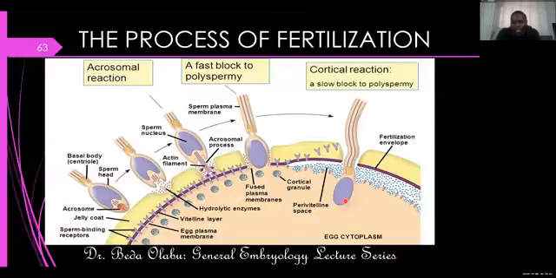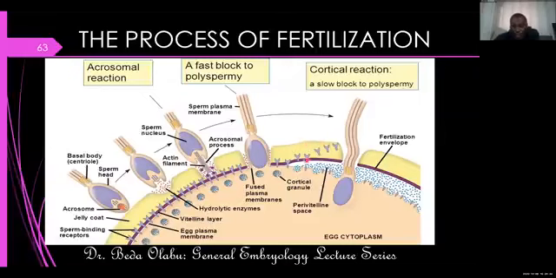Once that happens, a number of things will take place. Importantly, something called zona reaction will occur. Now, what is zona reaction? Zona reaction is the biochemical hardening of the zona pellucida. Why does it harden? It hardens so that it cannot be penetrated by another sperm. So when it hardens, the sperms which were penetrating through it will be entrapped within that, so they'll not go anywhere.